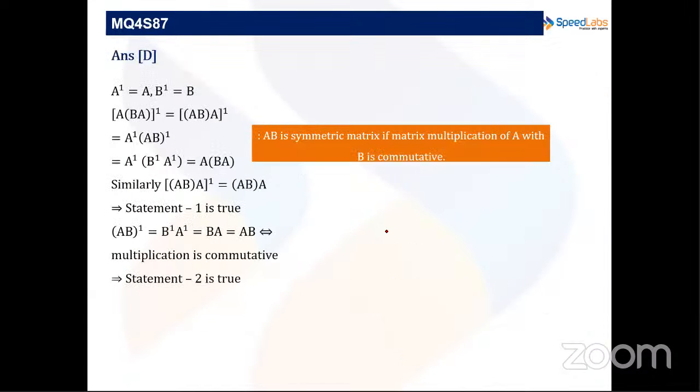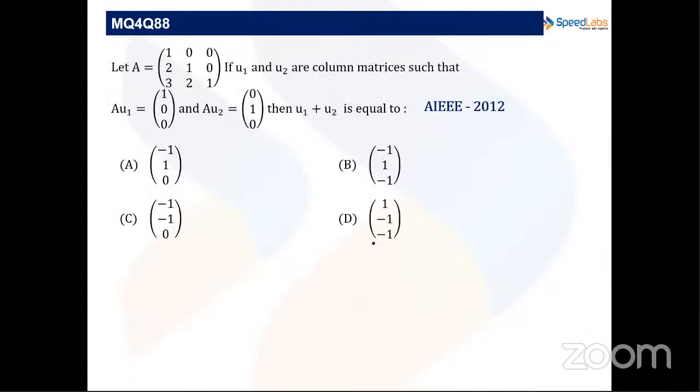Moving to the next question. Let A equal 1, 0, 0, 2, 1, 0 and 3, 2, 1, and U1 and U2 are column matrices such that multiplication of A with U1 and multiplication of A with U2 is given. Then we need to find the value of U1 plus U2. Try it, 30-second time.